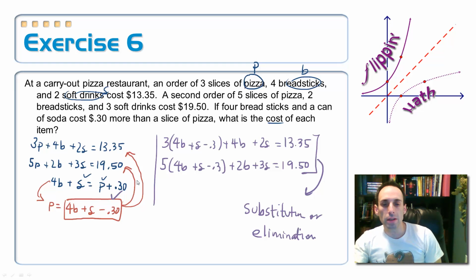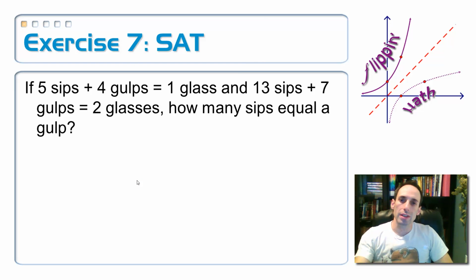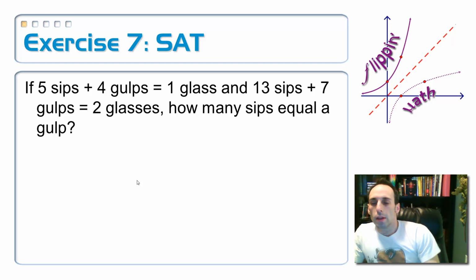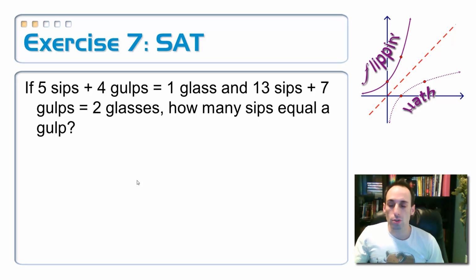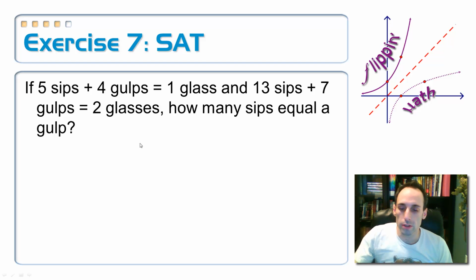Okay. In the meantime, let's take a look at one more exercise, and it's an SAT question. It's very strange, but you know those SAT people are. If 5 sips plus 4 gulps is equal to 1 glass, and 13 sips plus 7 gulps is equal to 2 glasses, how many sips equal a gulp? It's just weird. Okay, anyway, so let's write our equations down.